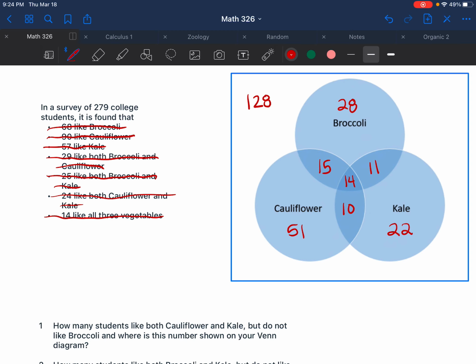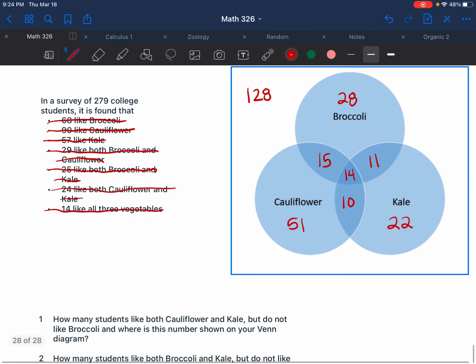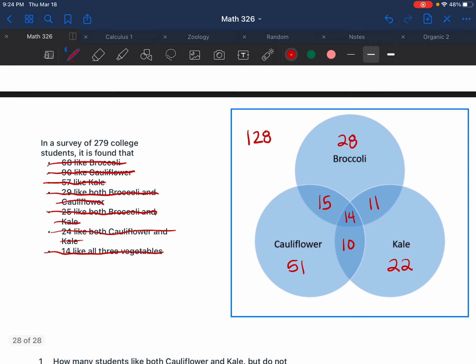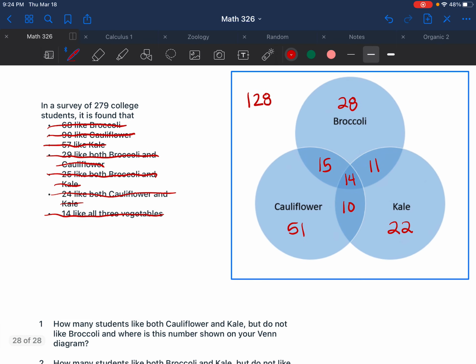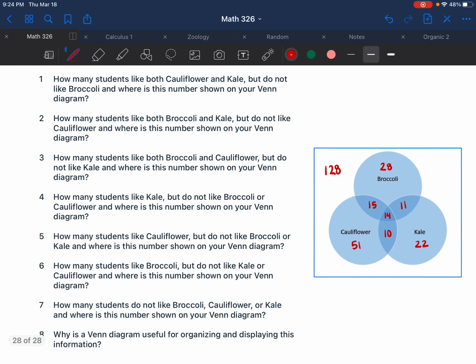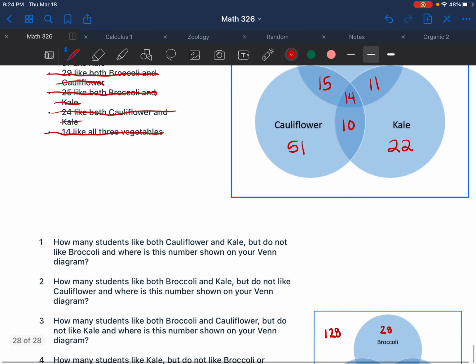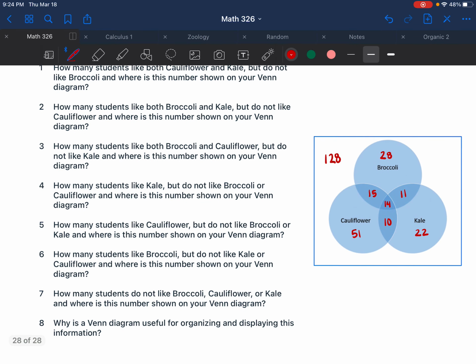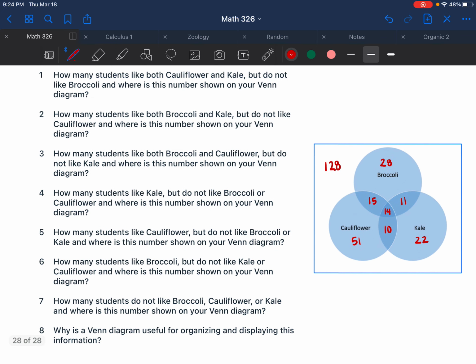Let's see if it can help us answer some questions about the survey if we were going to go explain our results even more. So I'm going to scroll down here, and I have a nice little copy of our Venn diagram down here. So that way we don't have to scroll back up every time we try and answer a question. So we're going to use this little Venn diagram to help answer our questions.